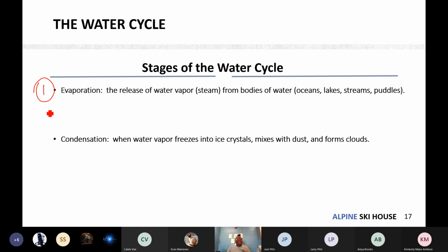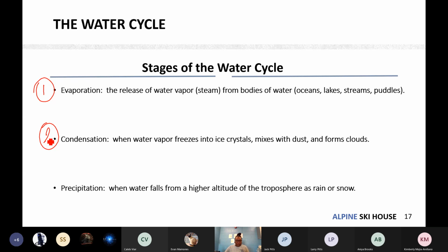Our second stage is condensation. According to our picture there, once that vapor reaches the top parts of our troposphere, the first layer of our atmosphere where weather happens, once that water vapor that was super hot reaches the top part of that troposphere, just like we saw in Miss Frizzle's class, that water vapor turns into ice crystals. Those ice crystals mix with dust and form clouds. So condensation would be our second step of our water cycle.